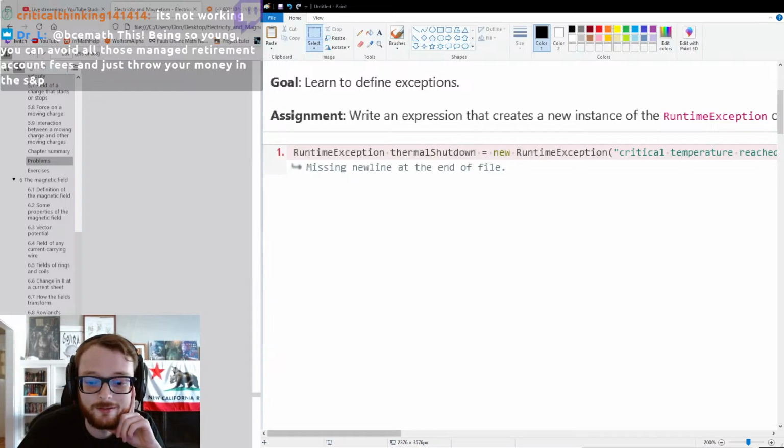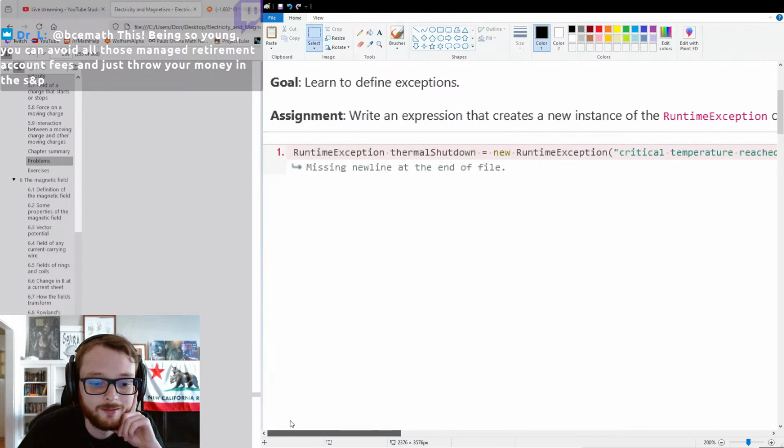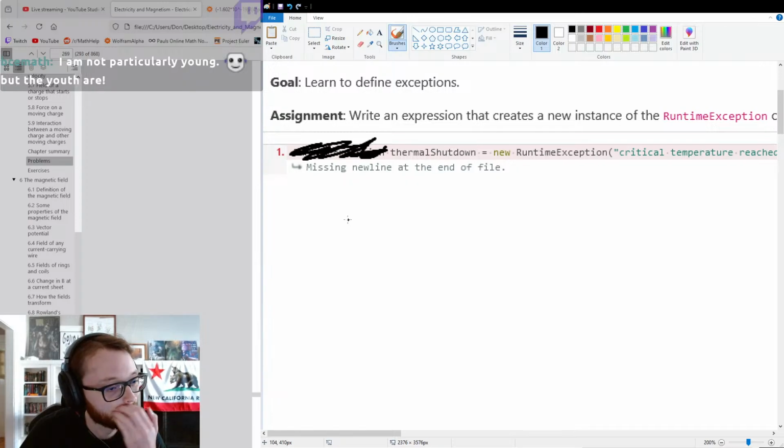Oh, that's stupid. It's because the variable thermal shutdown you're supposed to somehow know was already declared, so just get rid of this. And it should work.